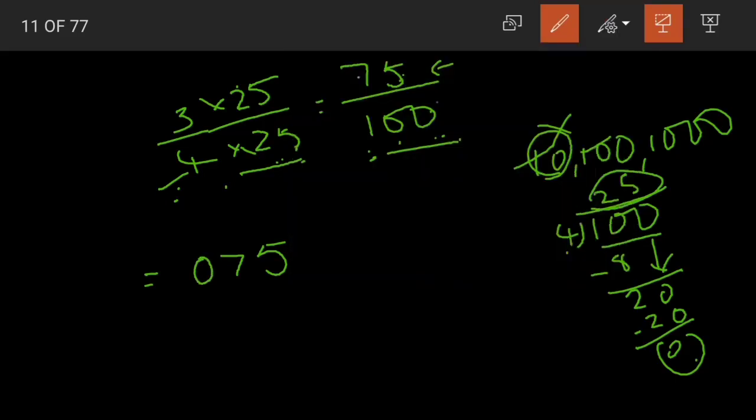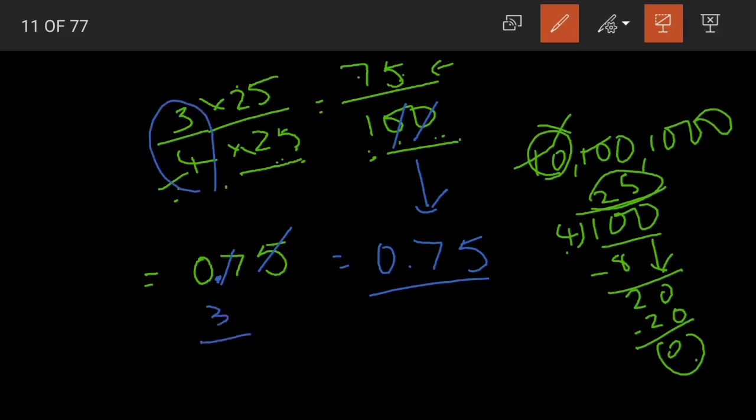Now coming to the next part, 100 has 2 zeros. So after 2 digits from the right, we place a decimal point. So 75 by 100 is nothing but 0.75. What was the original fraction, children? 3 by 4 is equal to, what is the decimal that we got just now? We got 0.75.